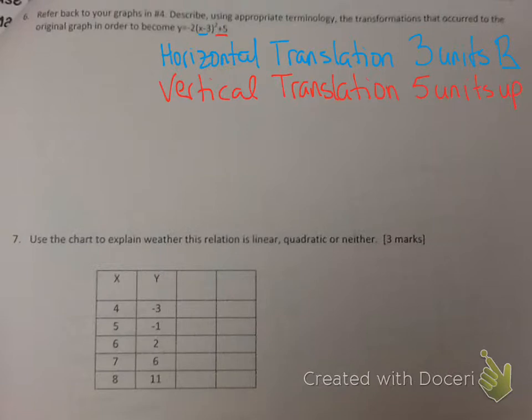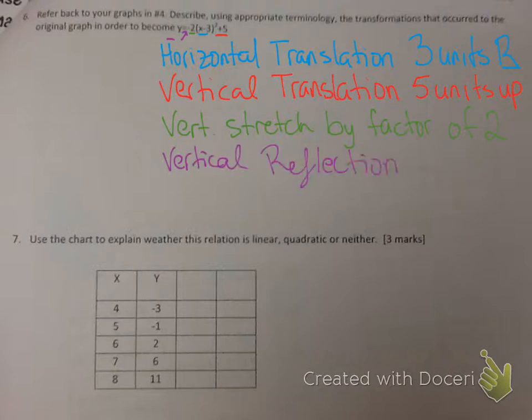Right? There's also a multiplier of 2. So that 2 is a vertical stretch by a factor of 2. And there's also a negative sign there. And that negative sign is a vertical reflection, and that's it. Okay, so this is really important. This was done on the first day of quadratics. We have to know this terminology.